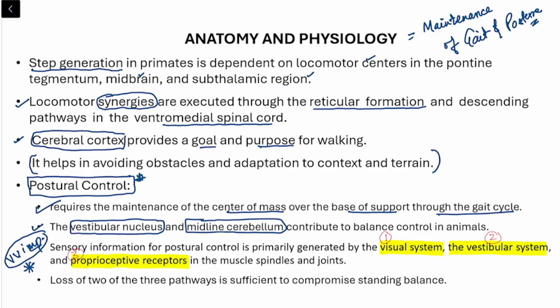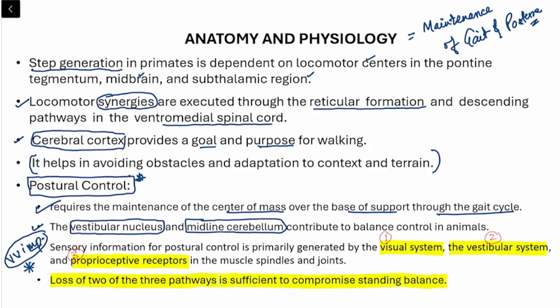These three sensations are carried to the spinal cord, or to the cerebellum, and they say that loss of two out of three pathways is sufficient to compromise standing balance, right? Suppose your dorsal column is involved as well as your vestibular system. If these two are involved, there will be loss of balance. But this very rarely occurs. Either the cerebellum will be involved in cerebrovascular accidents, or the dorsal column will be involved. Both can never occur together, right?